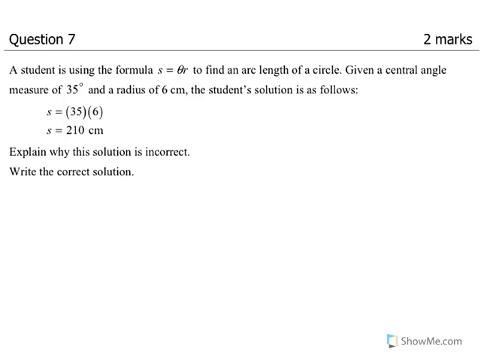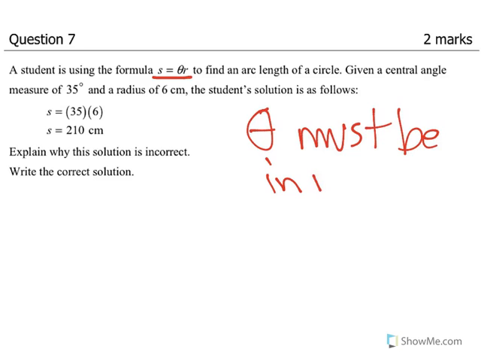Onto the non-calculator section, and this is honestly a free 2 marks. Whenever we're using s equals theta r or r theta to solve for arc length, there's one trick that they can throw at you using this formula, and that is the fact that theta must be in radians for this formula to work. They're almost always going to give it to you in degrees, which they have here, 35 degrees, because that will at least add another step to it that you'll have to convert to radians first to use the formula.